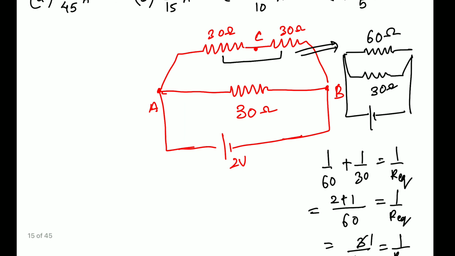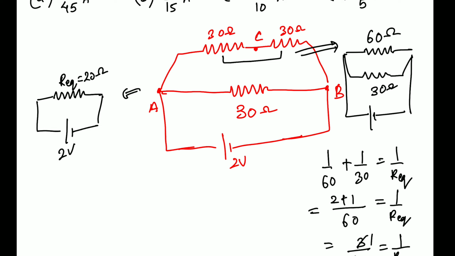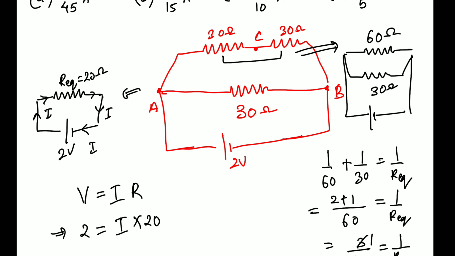So I got the value of R equivalent, that is 20 ohm. I can redraw this again with one equivalent resistance here. This equivalent resistance is equal to 20 ohm, and it is connected with a battery source of 2 volts, right? Now obviously the current will flow like that, yes or no? Once again, I can use Ohm's law to find the value of current. V equals I times R. V is given as 2 volts, I is something which I am to find out, and R is 20 ohm.